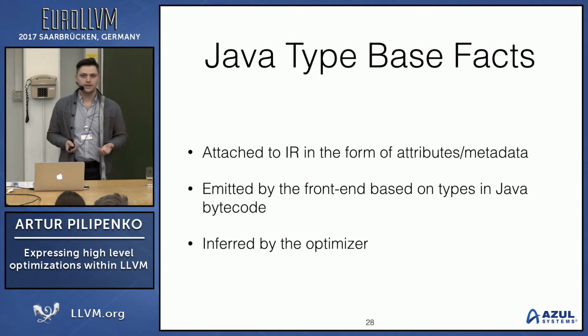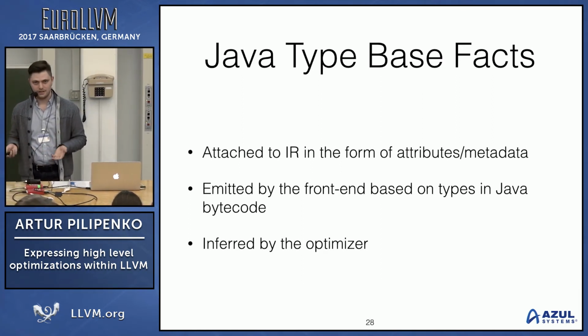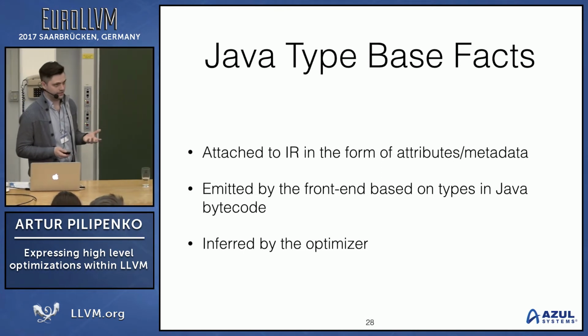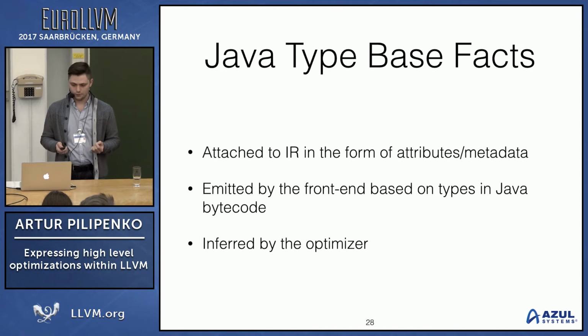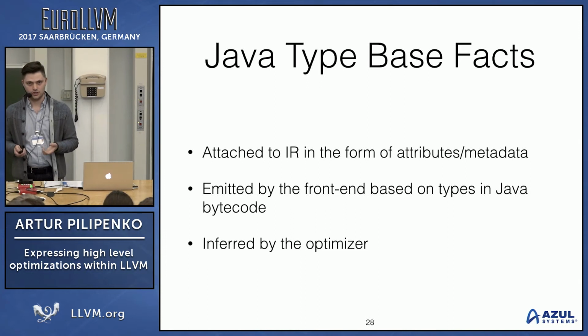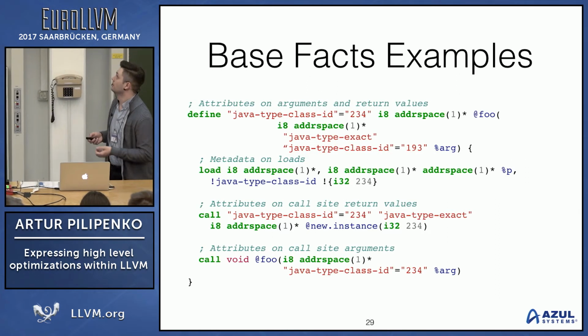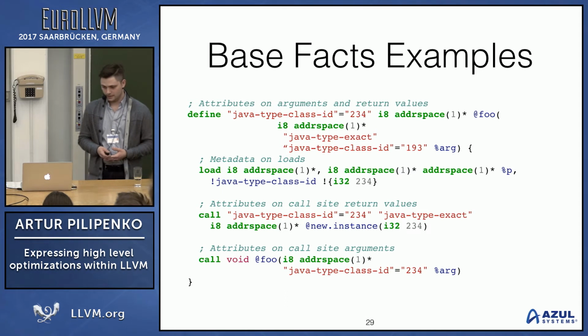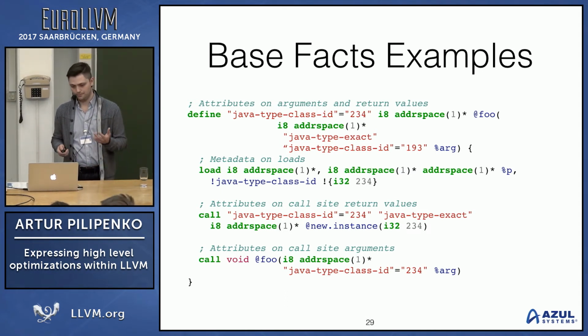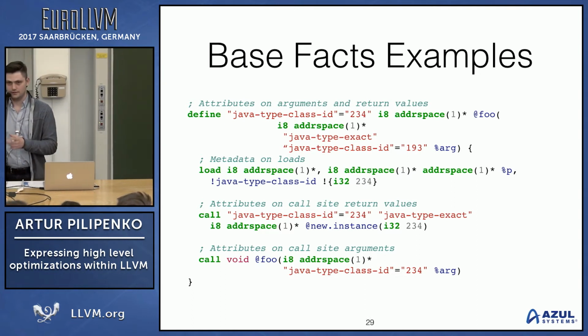And the main source of the information for JavaType analysis is type information in the bytecode. Java bytecode is type annotated, and our front end emits this information to the generated IR. We attach this information to the IR using attributes and metadata. And we also made some parts of the optimizer infer this information and cache the JavaTypes using attributes and metadata. And that's an example of how it may look in the IR. As I said, it is represented using attributes on arguments and return values for both call sites and function declarations. And it is also represented as metadata on loads, indicating properties of the pointer being loaded.